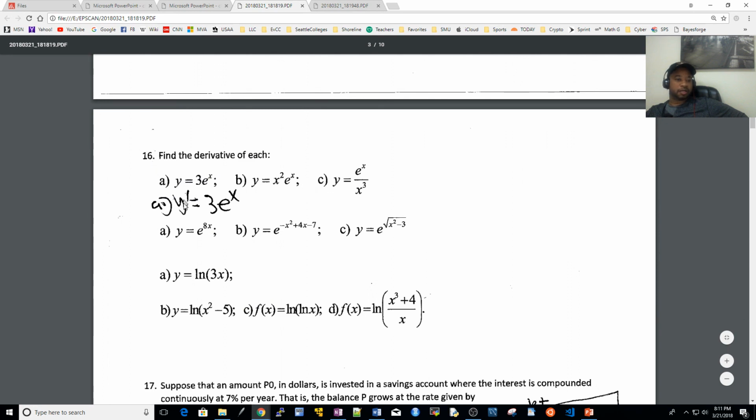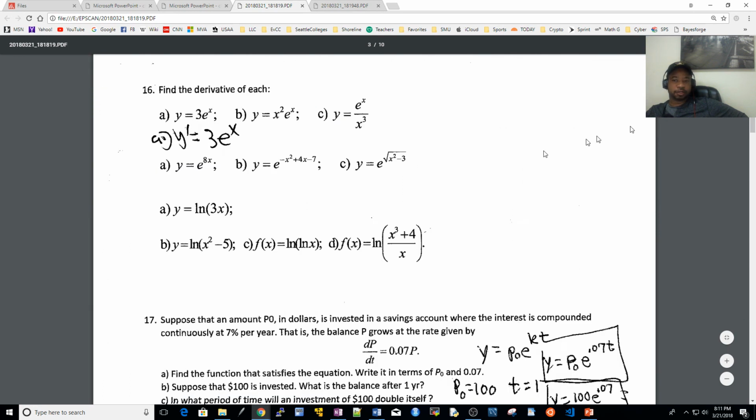16 was worked out as well. I did it really fast on a separate sheet of paper, so it's right here.